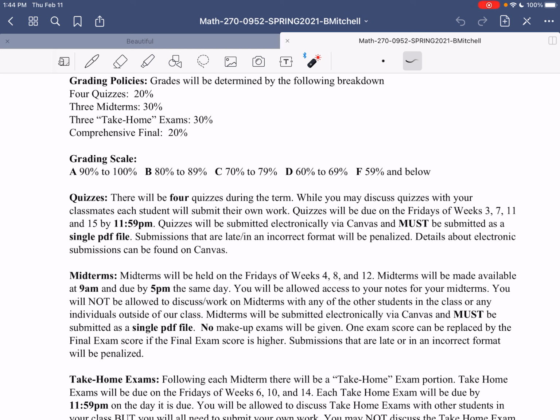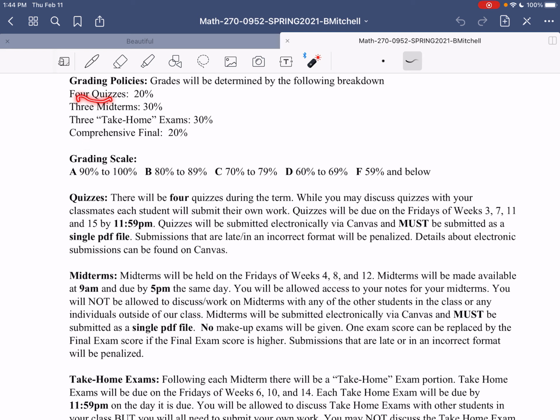Well, we have 4 categories, each of which gets a percentage breakdown of your overall grade. Since we're using a percentage breakdown for grades, you don't need to worry about the points for each assignment. It's more about the percentage breakdown overall. So what are those different categories? During the course of this term, you will have 4 quizzes, 3 midterm exams, 3 what we call take-home exams. Obviously, being a remote class, all of your assessments are taken home, but these take-home exams are the name we would use if we were meeting in person, and 1 comprehensive final.